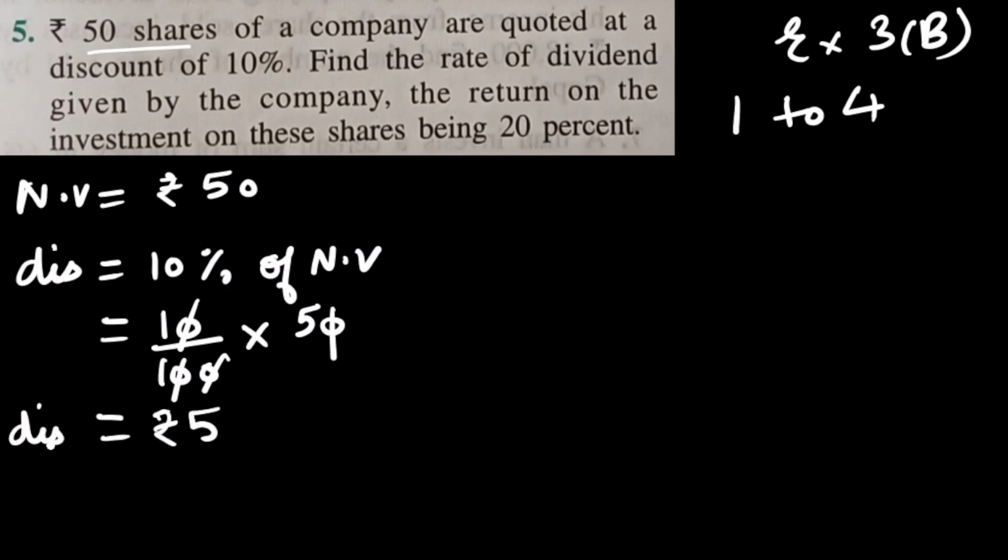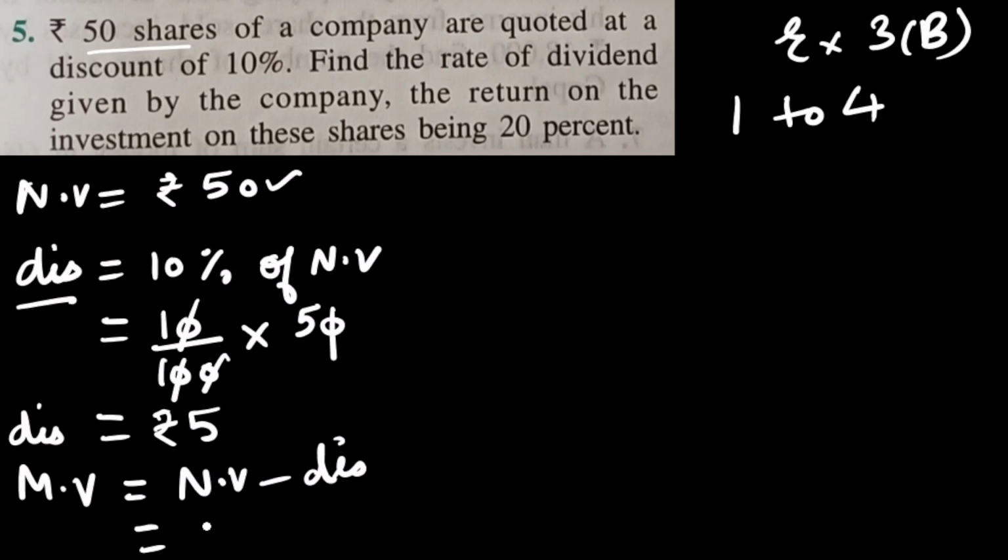Now with the help of this discount, we can find market value. If discount is given, then market value is nominal value minus discount. So what is the nominal value given? Nominal value is given to us as 50. 50 minus 5 is equal to 45. So market value is given to us as 45 rupees.